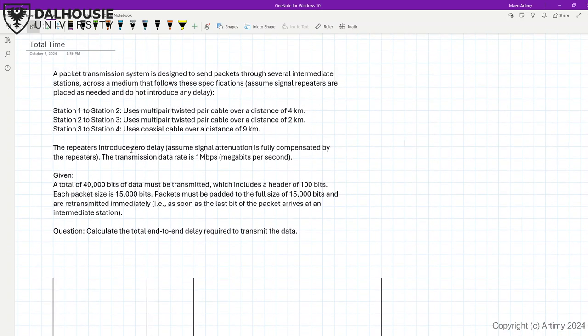Let's assume that we have station 1, station 2, station 3, and station 4. So these are intermediate stations, and I want to send the traffic in between. Okay, so between brackets it says to assume signal repeaters are placed as needed and do not introduce any delay. So let's explain that, right?